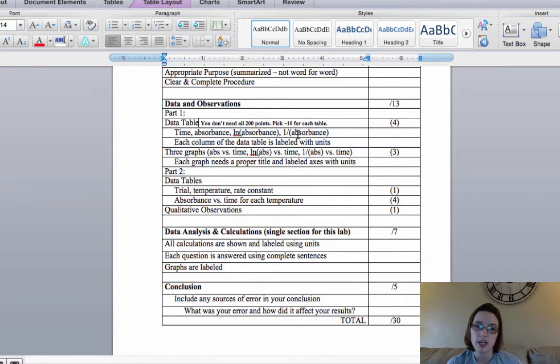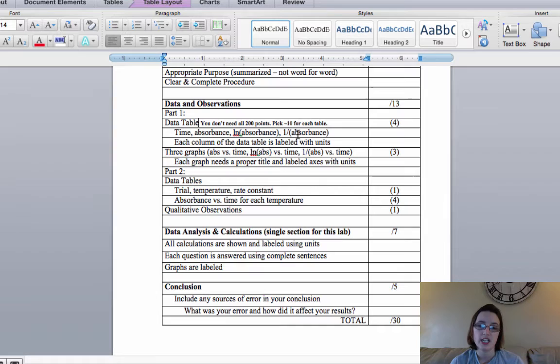For part 2, data and observations, you need one data table that is trial, temperature, and rate constant, because you're finding the rate constant in your calculations. Then you need the absorbance versus time data for each temperature. You did 3 temperatures, so that means you need 3 more data tables. For example, data table 2, trial, temperature, and rate constant; data table 3, absorbance versus time at 40 degrees Celsius; data table 4, absorbance versus time at 30 degrees Celsius, and so on.